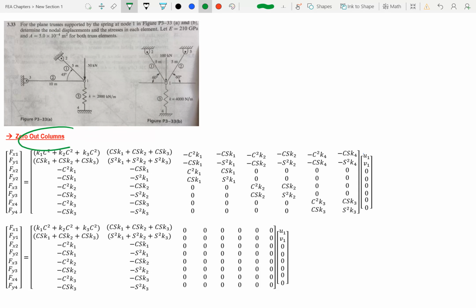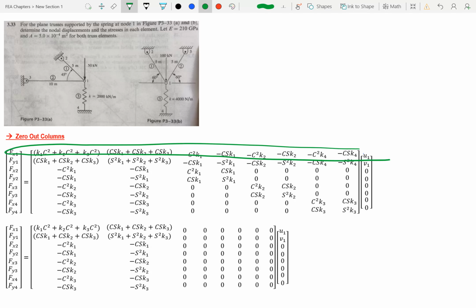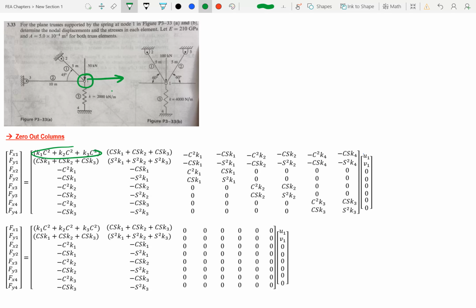Now next thing I'm going to do is zero out the columns. If I look here, if I were to work out force 1 in the X, which is represented right here, I would work it out like this.